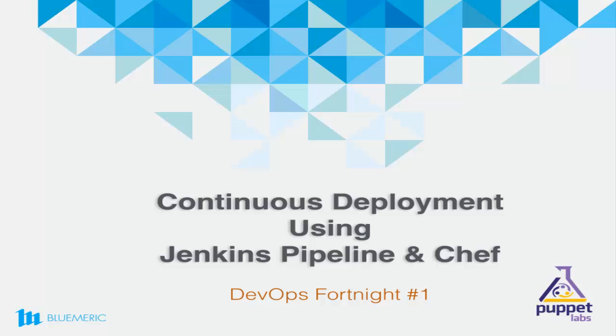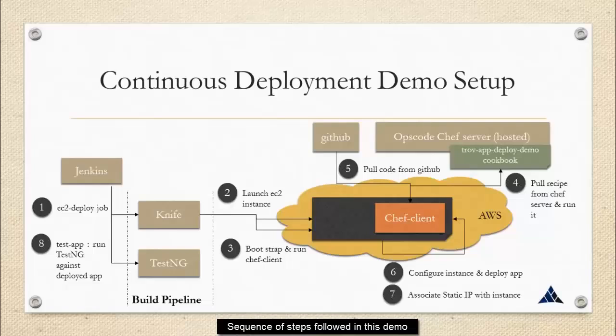In this demo, let us build a continuous deployment pipeline using Jenkins and Chef. This is the workflow used in the demo. First, build a Jenkins pipeline. Then, launch an EC2 instance. Bootstrap Chef client on the EC2 instance. Pull the recipe from Chef server and execute it on the EC2 instance.